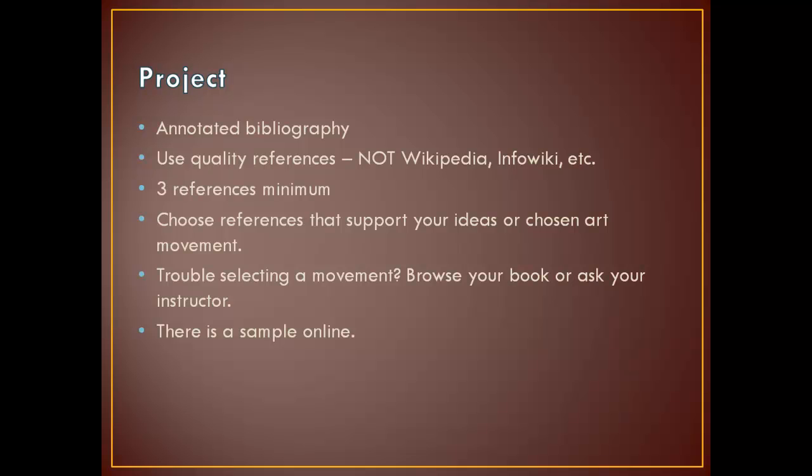Have 3 references minimum, and choose references that support your ideas about your art movement. If you're having trouble selecting a movement, that's what we're here for. Contact your instructor or look in the announcements and see if there's a list of movements for you to think about. You can also flip through your book, because your book is going to list all the major art movements. See which artworks speak to you, that you're interested in, and choose that movement. There's also a sample online of an annotated bibliography, and it has nothing to do with art. It's just a sample so that you can see the format and see what's supposed to be included.